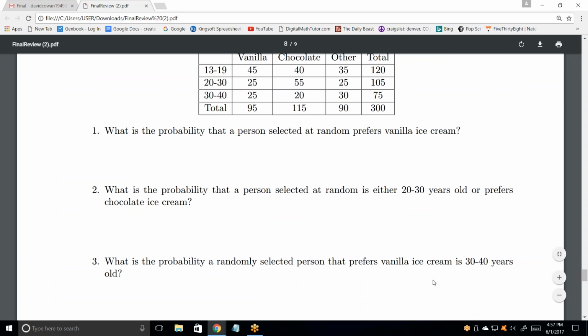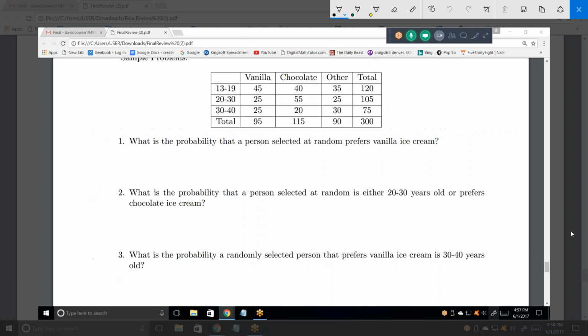What's the probability that a person prefers vanilla ice cream is 30 to 40 years old? What ratio is that going to be? First of all, what's the universe of people that like vanilla ice cream? How many? 95 out of 300.